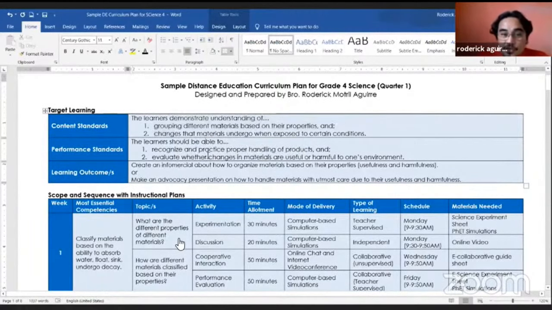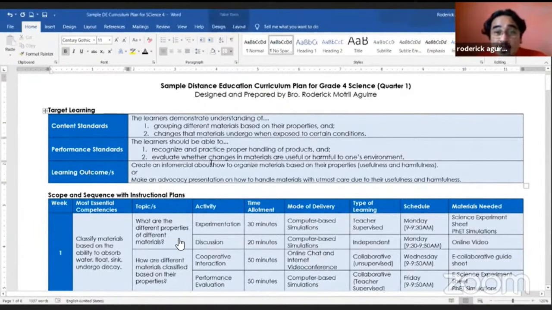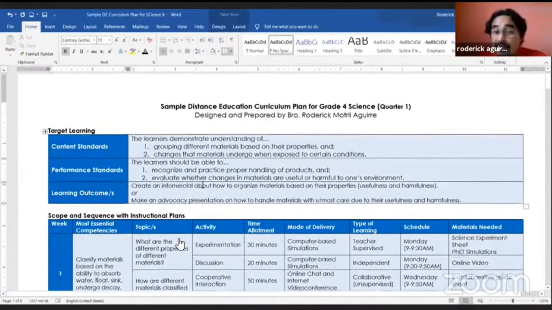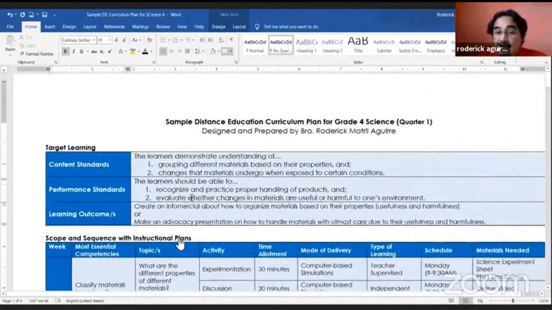The learner should be able to, for this module, dalawa lang po: recognize and practice proper handling of products, evaluate. So itong module na ito is good for quarter 1. This scope and sequence or distance education curriculum plan is good for quarter 1. So ang learning outcomes po, at the end of the quarter, the students may be able to, either of the two, create an infomercial about how to organize materials based on their properties, usefulness, and harmfulness.